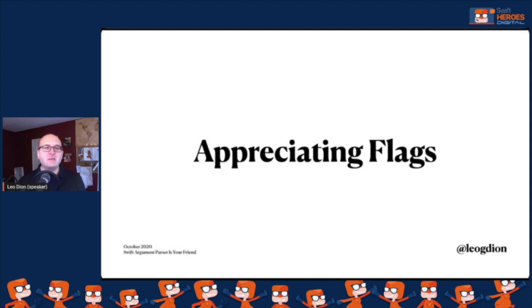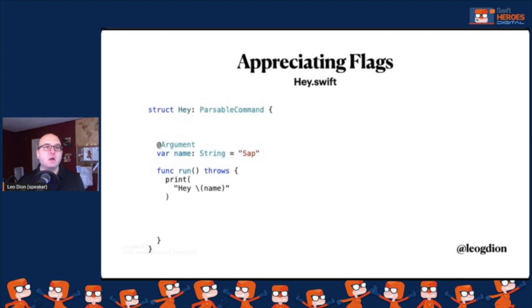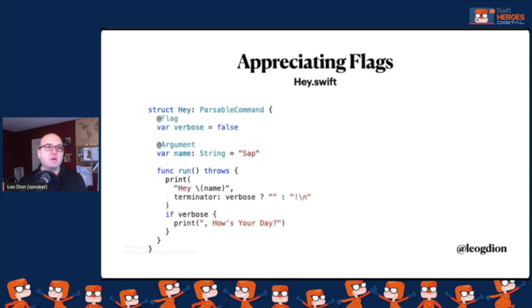Now let's talk about flags. Like I said, flags are really simple. They can only be taken in as integers as far as counting each flag, but they can also be used as booleans as well. So here's an example. Here's what we had before with just one argument. Now we're going to add a boolean flag for verbose. So here we add a default value of false. We call it a flag. And then what we're going to do here is if you set verbose, it doesn't end the line with an exclamation mark, but in fact it prints out how's your day afterwards. So let's see how this would actually work.